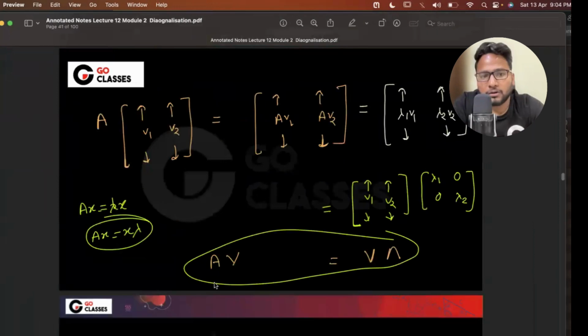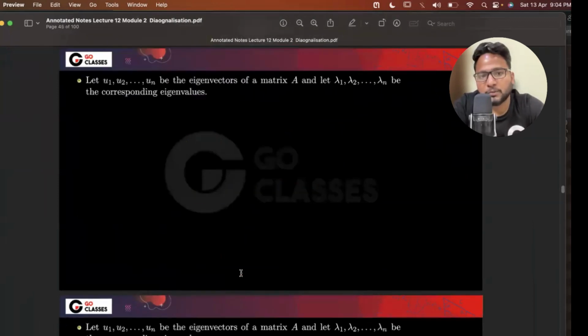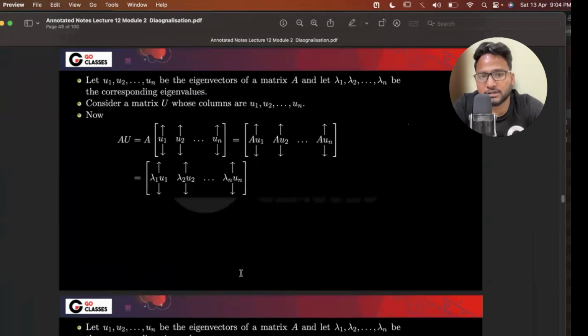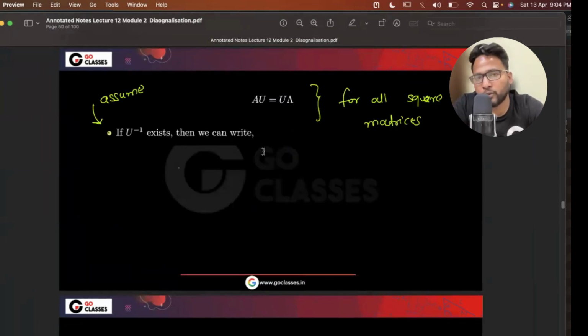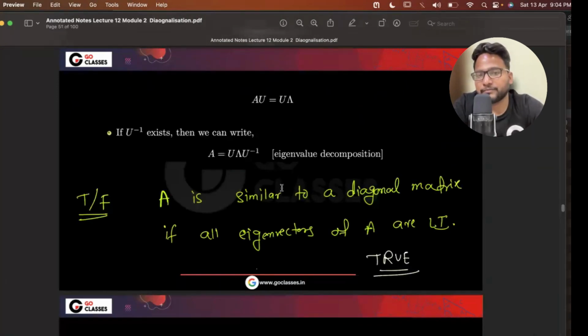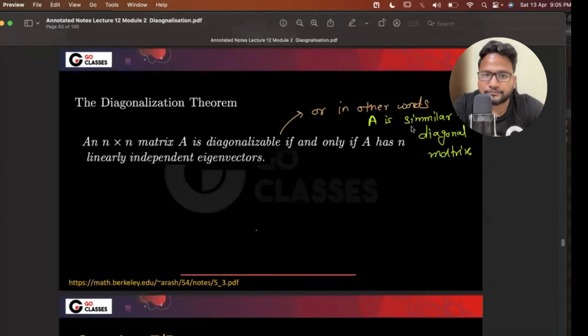But now suppose this V, which is a matrix of eigenvectors, is a set of linearly independent vectors. In that case, what can you do? If U inverse, or V inverse, whatever you like to call it, exists, then we can write it in this way, and that's called eigenvalue decomposition. So if U inverse exists, then you can write it in this way. That's what we have studied yesterday.